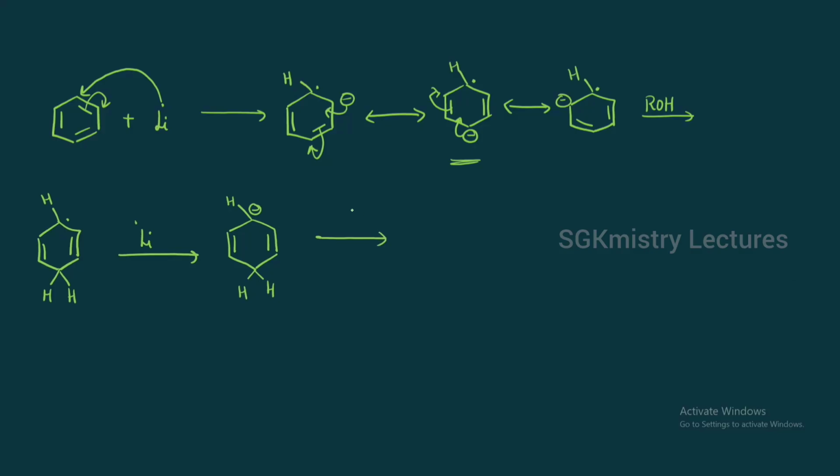Now, again, in the presence of ROH, that is the alcohol or ethanol, this minus charge will be converted. So here the hydrogen is going to attach because of ROH, so this H can attack there. So because of which you're going to get here the two hydrogens and here the two bonds that are there. So because of which you're going to get the 1,4-dihydro derivative.